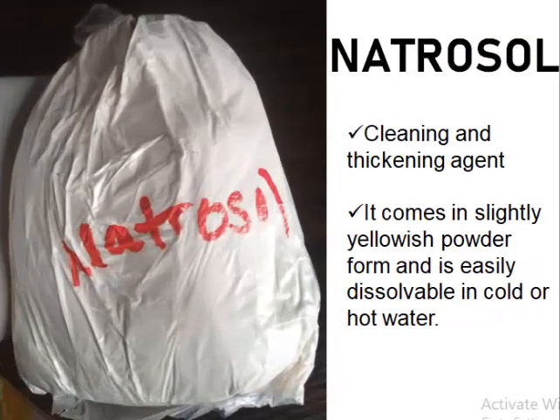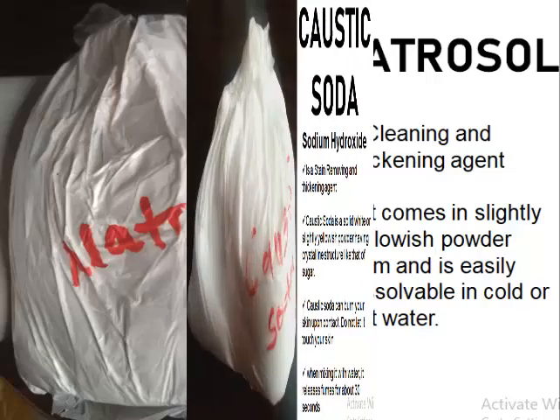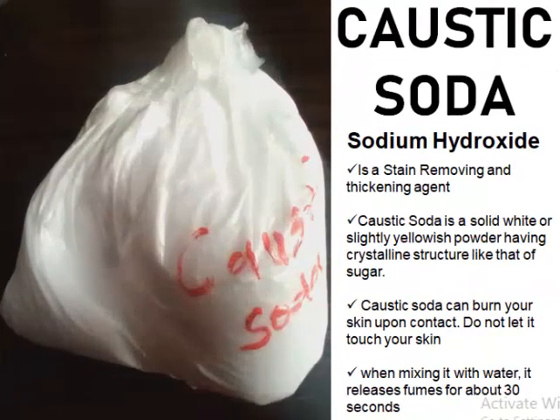We need nitrous soap. Nitrous soap is a cleaning and thickening agent. It's a yellowish powder and it's dissolvable in cold or hot water. We have caustic soda, also known as sodium hydroxide. It's a stain removal and a thickening agent. Caustic soda is a solid white or slightly yellow powder. Looks like sugar.